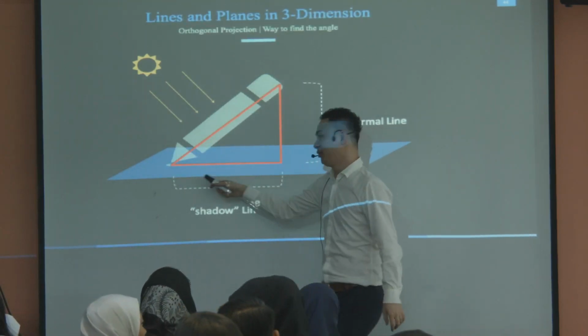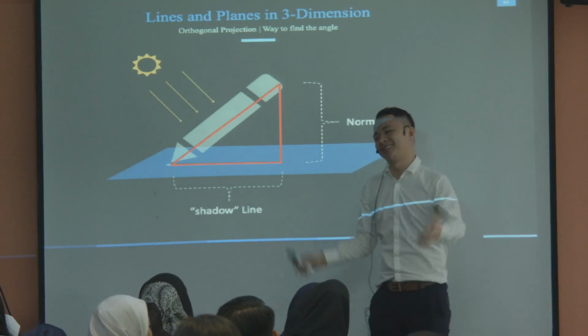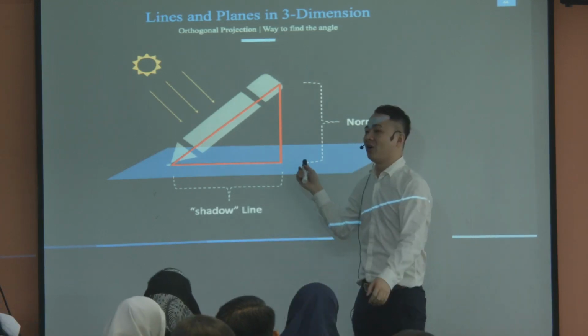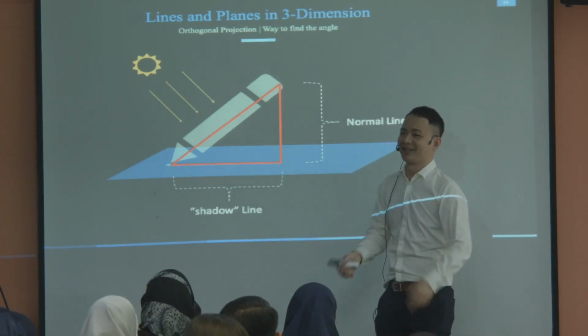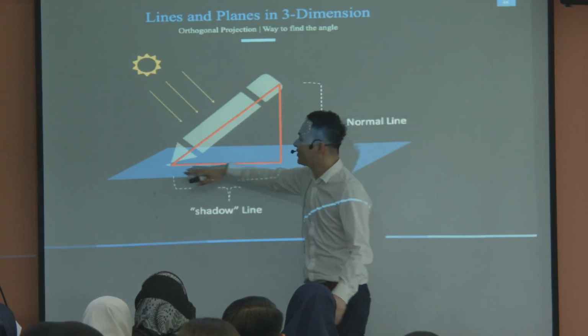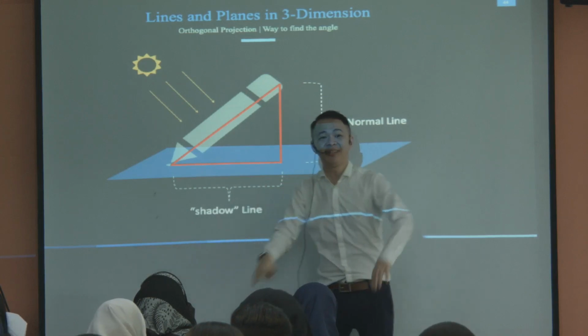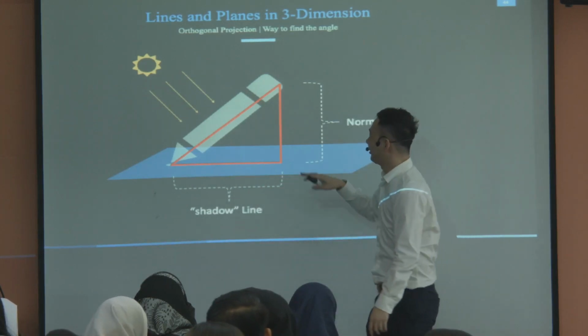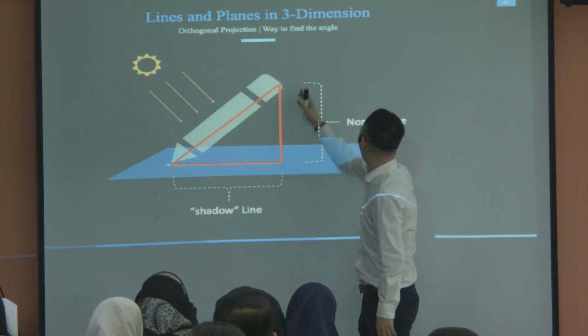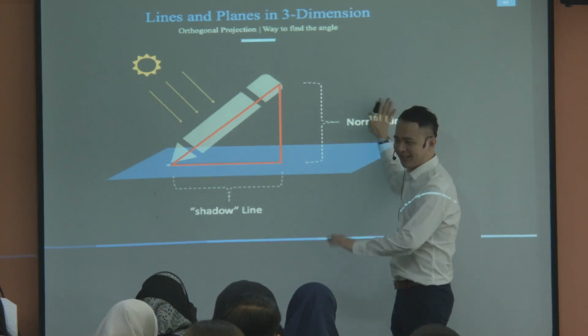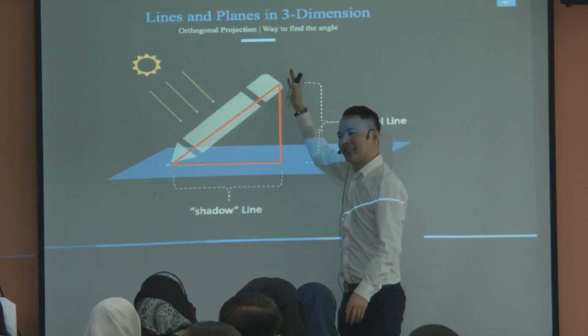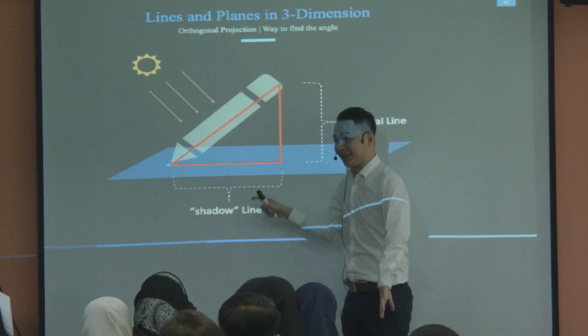This one will be a shadow line. The mathematical name is orthogonal projection, which is a long name. Just remember this line is a shadow line. This line is extremely important if you want to find the angle. And this line is the normal line. Forget about the name. A normal line basically means it makes a right angle triangle.